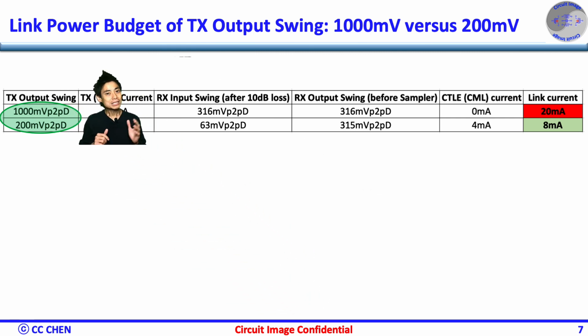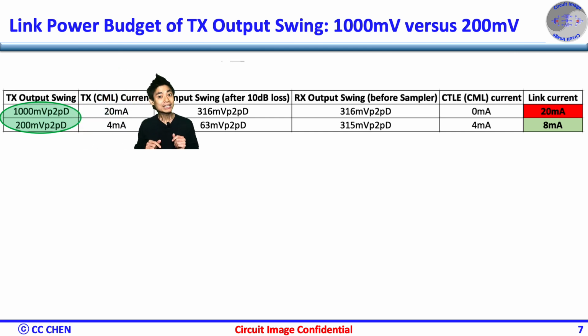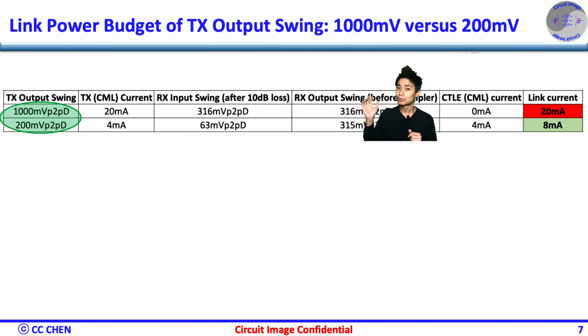The power budget image of a link shows you that the 1000 mV swing may require 20 mA from a CML type TX driver, even though the passive CTLE is good enough to keep a 300 mV swing at the sampler input and meet its input sensitivity and output timing.